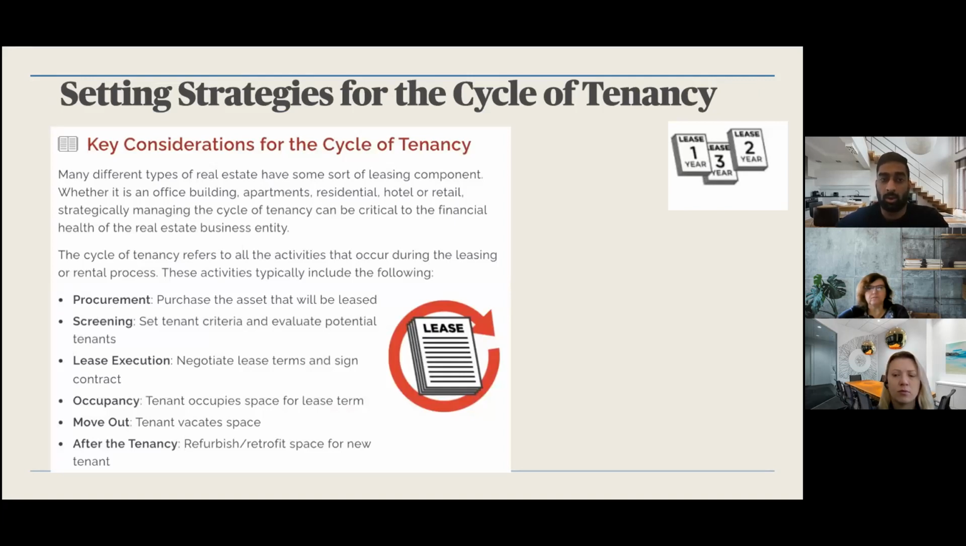Now we can go to the strategies of the tenancy cycle. These strategies are important because they lead to less vacancy in a property and getting the most cash flow from the particular asset. So these are the steps which we follow for usually placing a tenant.